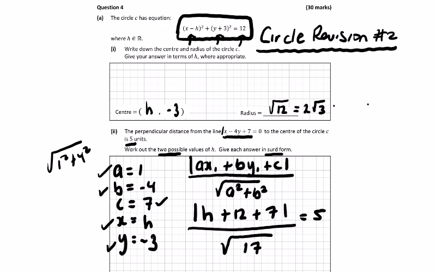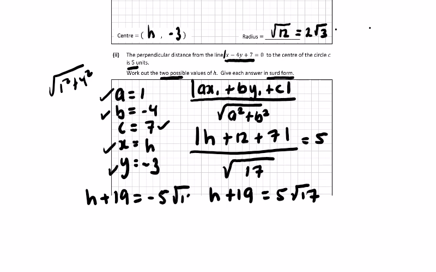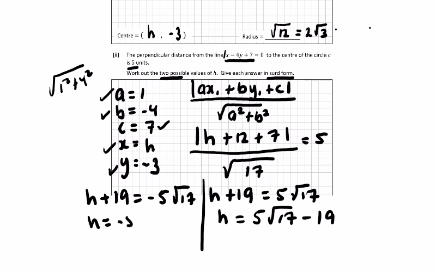Just looking at the answer here in tidier form, we have h plus 19 inside. That's going to be equal to 5 root 17, or h plus 19 will be equal to minus 5 root 17. So first answer, h is equal to 5 root 17 minus 19, and h is equal to minus 5 root 17 minus 19. These are the two possible answers.